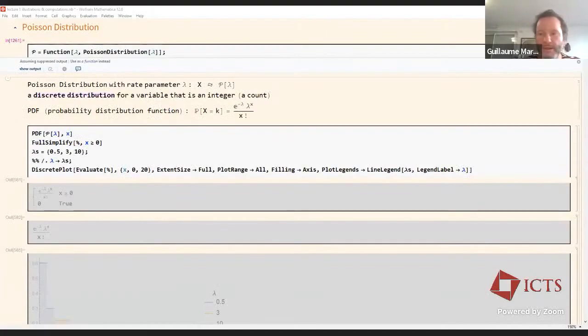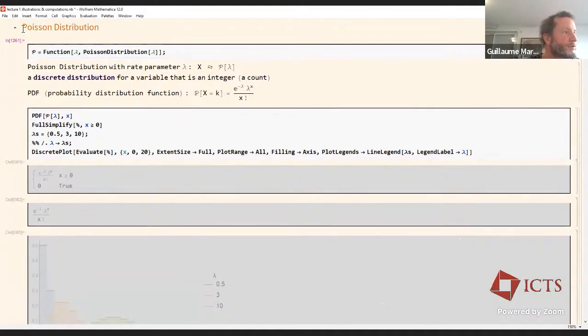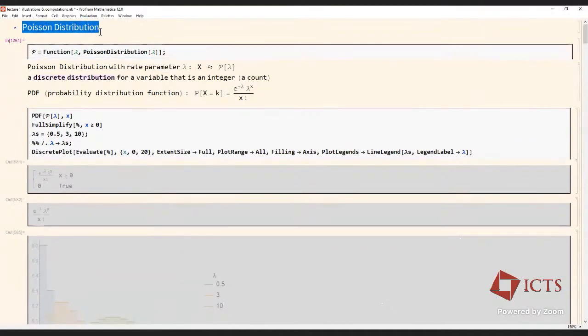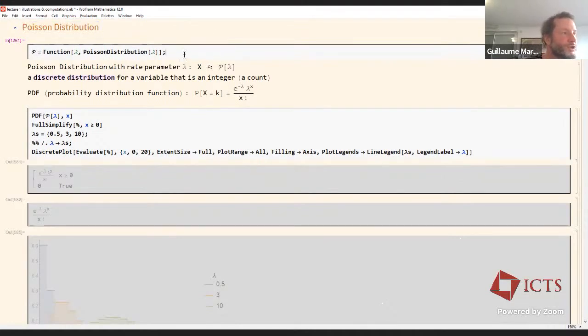Okay, so normally you should see a notebook where it's written Poisson distribution. Do you? Yes. Yeah, I think you see it because I see my own notebook on my own connection. So the Poisson distribution, which I denote here, for example, P of lambda, is a distribution with a single parameter.